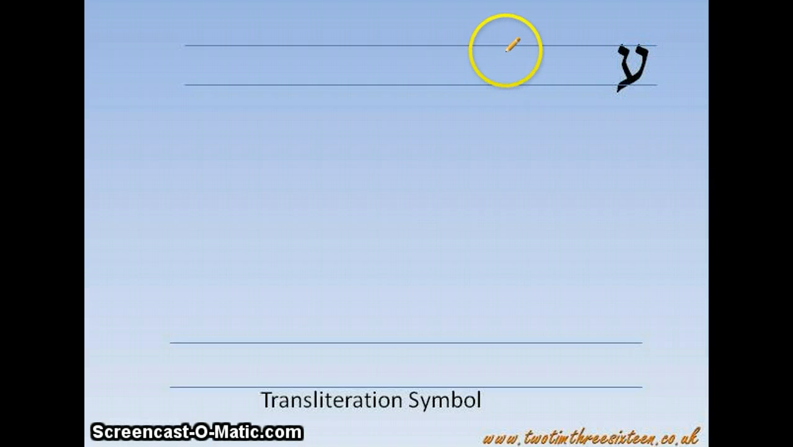I found the best way to draw this out is really to draw a backward L, and then from down here just move up like that. Probably the best way to do it. Do a couple more of those, and it's ayin. This is the letter ayin.